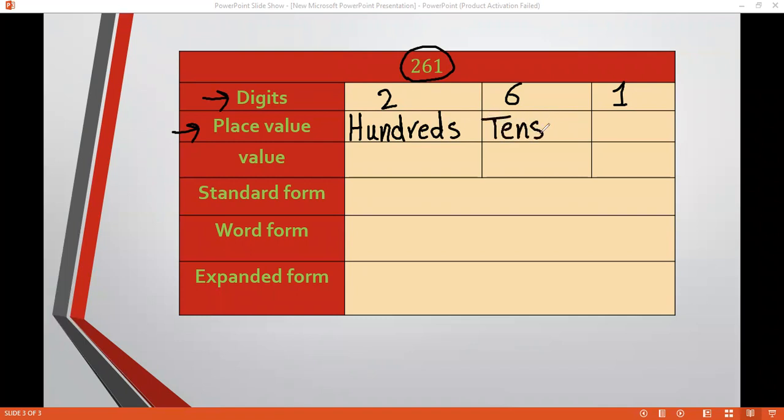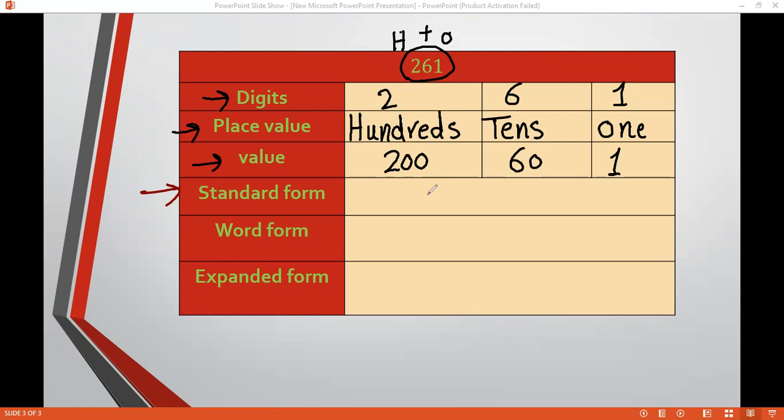Because when I'm talking about place value, it's the names of the places: ones, tens, and hundreds. But 1 here is a singular number, so we talk about one here without an S. For the value, the number that you read here, we read 200, so it will be 200. What about 6? You read it as 60. And 1 is just the one number.